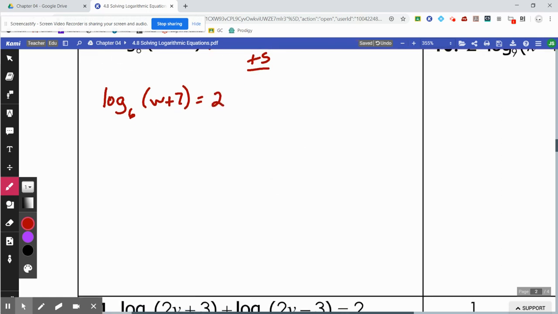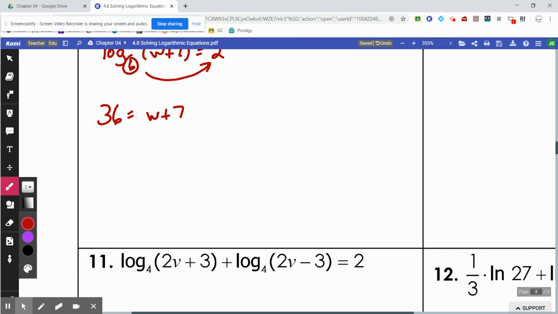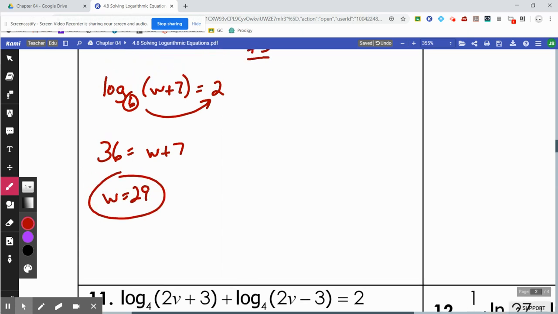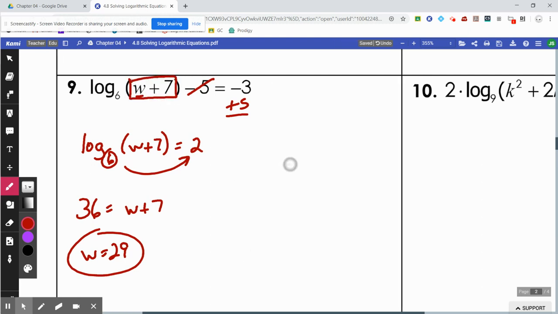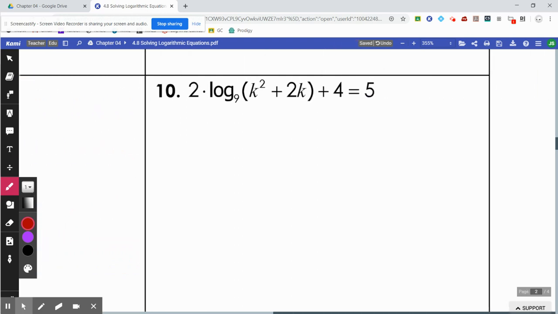Now you're going to rewrite it. Anytime you've got it isolated and it's not a logarithm equal to a logarithm, we're going to rewrite it in exponential form. 6 raised to the 2nd power is equal to w plus 7. Last step, subtract the 7 and gives you w would be 29. Make sure that we can plug in the 29 for w, and we get 36 here, so we're fine.